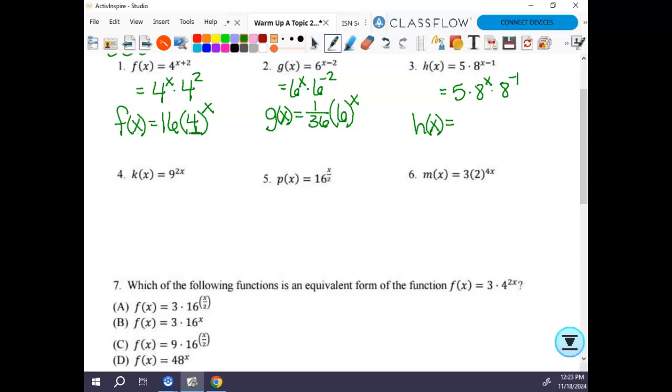Okay, so 8 to the negative 1 power is 1 over 8, right? So if I multiply 5 times 1 over 8, I get 5 over 8 times 8 to the x power.